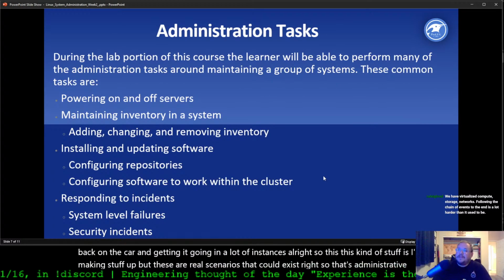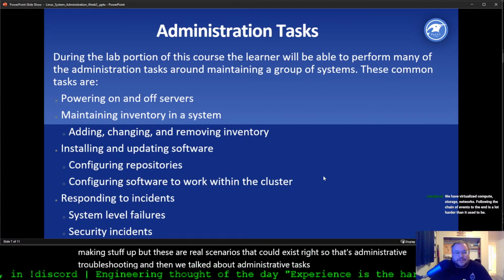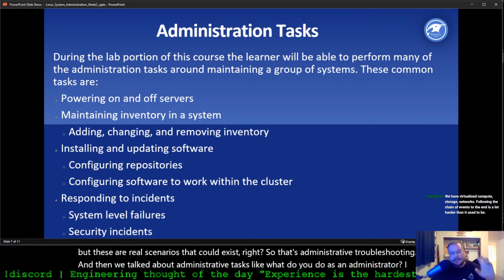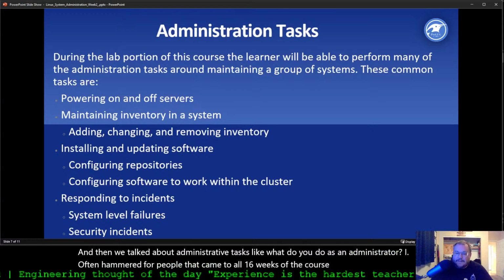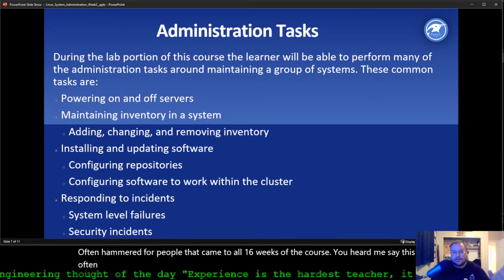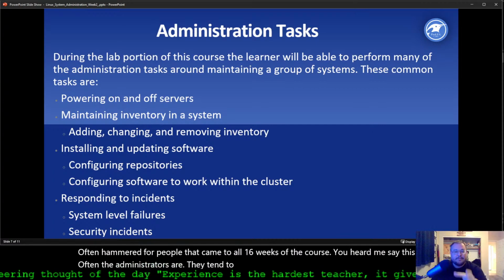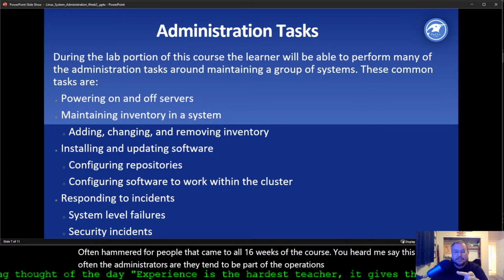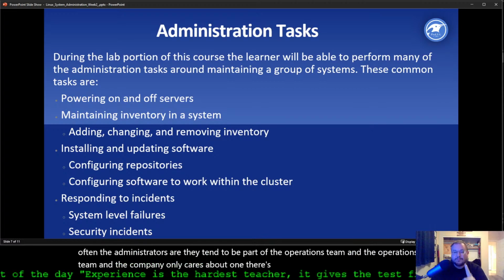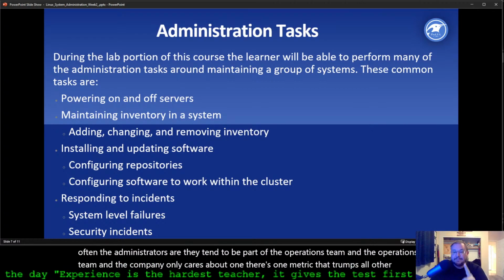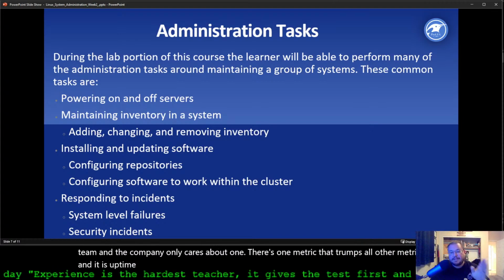And then we talked about administrative tasks. What do you do as an administrator? For people that came to all 16 weeks of the course, you heard me say this often: administrators tend to be part of the operations team. And the operations team in a company only cares about one metric that trumps all other metrics, and it is uptime. It is customer-facing uptime.